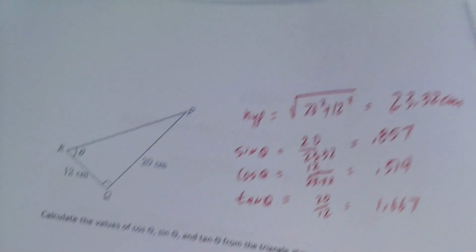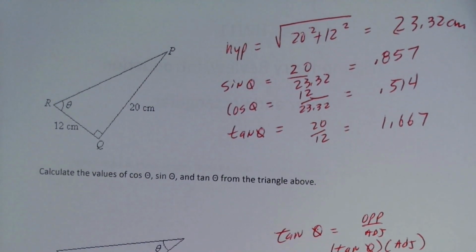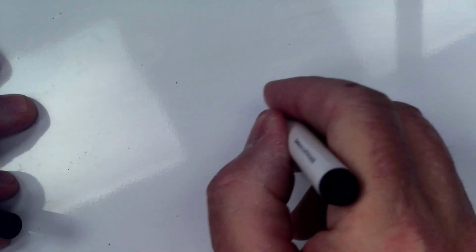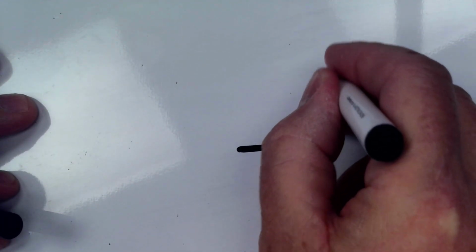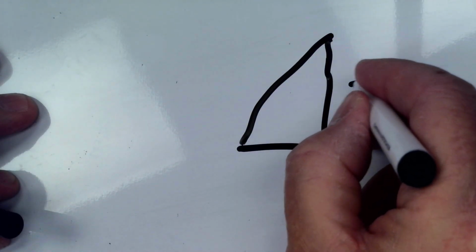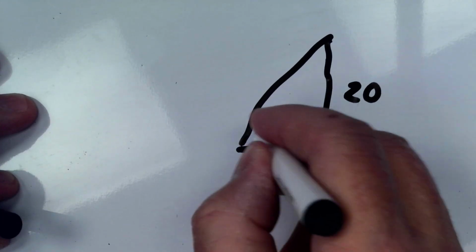Let's look at the homework problem, the first one here. It says calculate the values of cosine of theta, sine of theta, and tangent of theta when the opposite is 20, the adjacent is 12. So we need to calculate this r. And we know on a right triangle, so let's say this is 20, this is 12, this is theta.